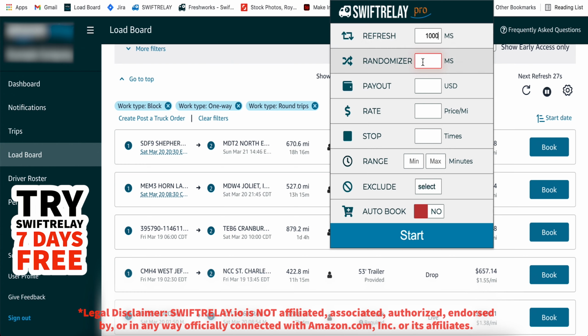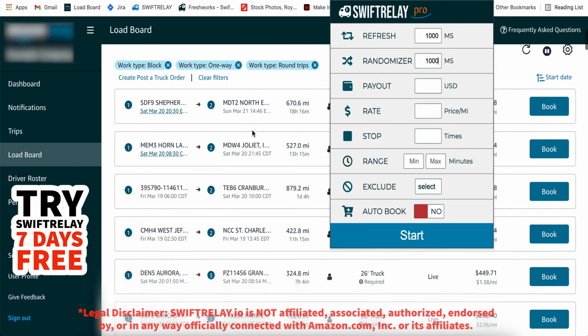The randomizer feature randomly slows down and speeds up your refresh rate, almost mimicking your human dispatcher's refresh pattern. So for example, if I put 1000 here, every time it refreshes, the randomizer is going to pick a number randomly between 1 and 1000 and add it to the next refresh. So if I hit start, it would work as 1000, 1500, 1828, 1002, 1900, and so on and so forth.